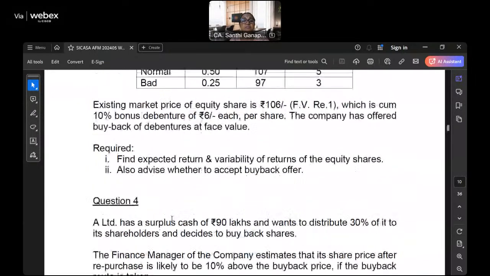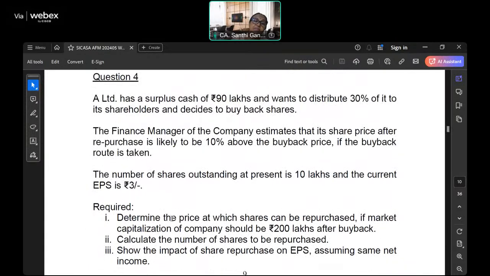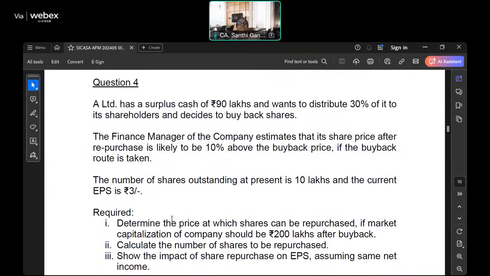The next one, the problem number 3 was about buyback of debenture. Problem 4 is about buyback of equity. Let us go to the requirement first. Determine the price at which shares can be repurchased if market capitalization of company into calculate the number of shares to be repurchased. Show the impact of share repurchase on EPS, assuming same net income.